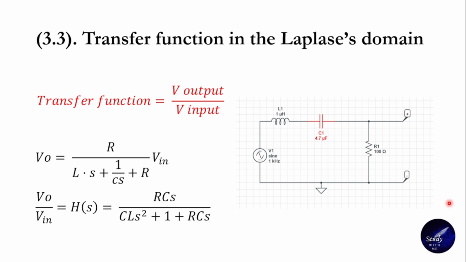The output voltage equals R over Ls plus 1 over Cs plus R into Vin, which is the input voltage. So we can divide V input into the left hand side and get V output over V input equals H(s), which is the transfer function in the Laplace domain, equals RCs over CLs squared plus 1 plus RCs.